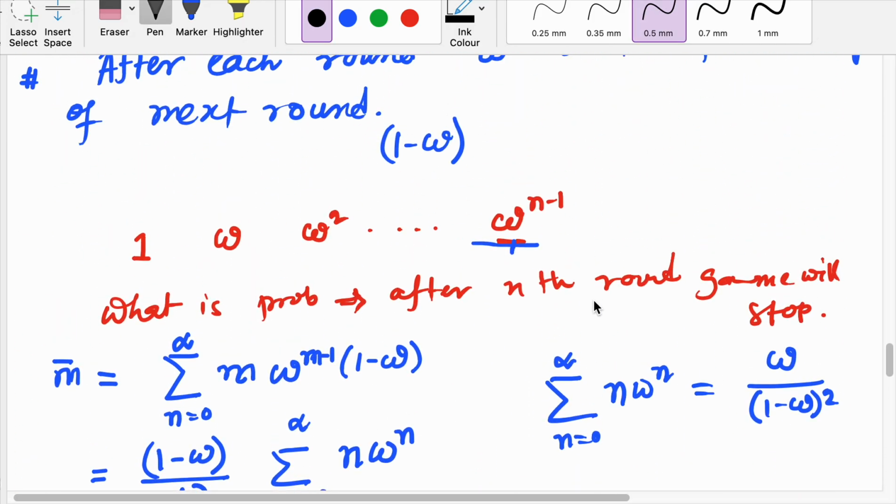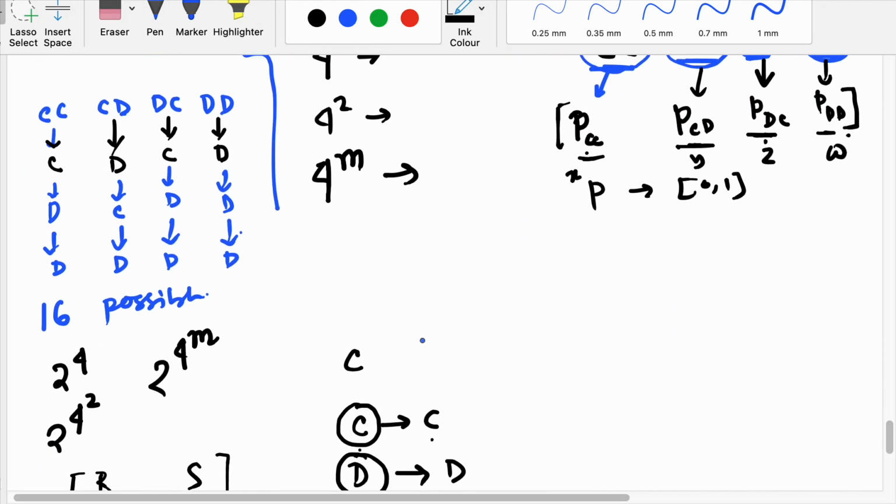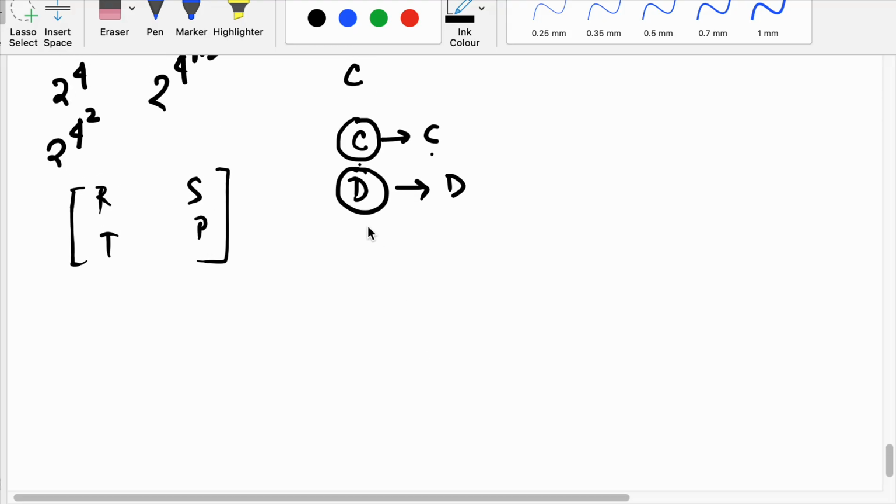Suppose this is my criteria, that after each round the probability of playing the next round is W. This is the thing. I will put these in a computer, and they submit a strategy, and this strategy will play this game against another strategy submitted by another individual, and every strategy will play against every strategy.